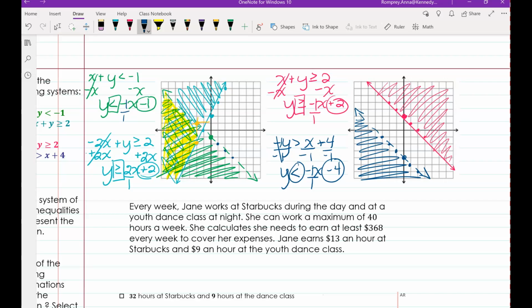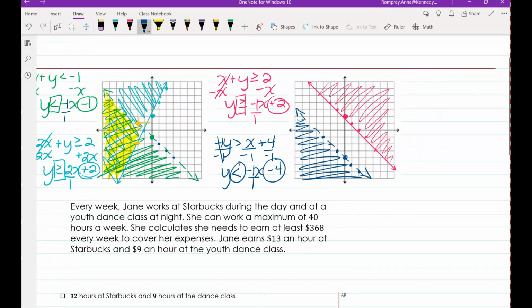What is the solution to this system? All my blue stuff is shaded over here, all my pink stuff shaded over here. Do they have anything in common? No. So this is an example of, you guessed it, no solution. I guess I should say no solutions, since it's an inequality and there's usually a lot of them. So there's no solutions that will satisfy both inequalities at the same time. It's just not going to happen. So that's the difference there.